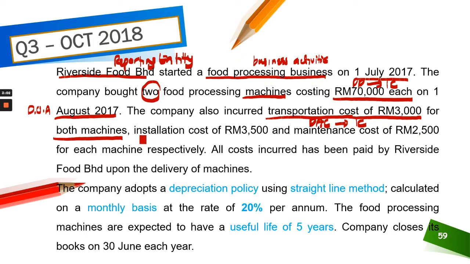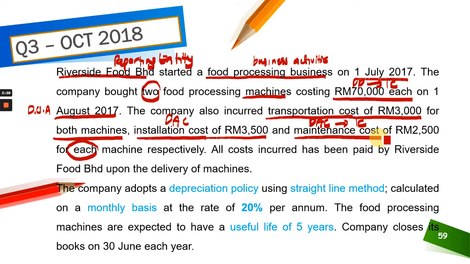You also have an installation cost. Installation cost is also an example of directly attributable cost, because you need to install the machine and test it. Before you can test whether the machine functions well or not, you need to install it, and that costs the company Riverside 3,500. That was 3,500 each, so for 2 machines, you need to pay installation cost of 3,500 per machine.